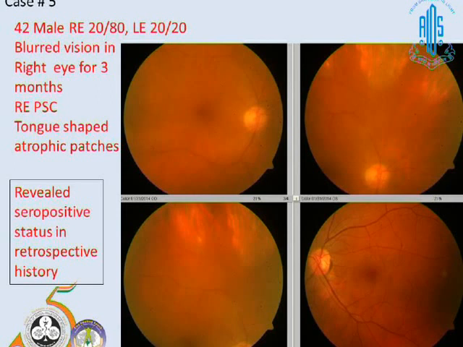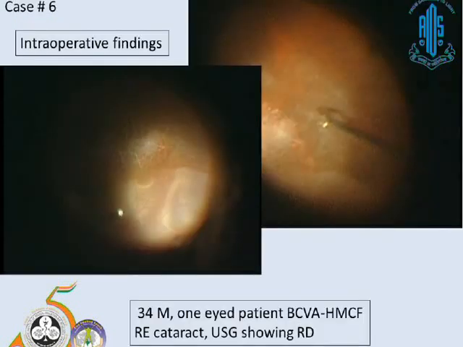This was a patient who had 20/80 vision. He presented with PSC and he had some vitritis. We suspected it to be inflammation in this eye. But when we looked at the periphery of these eyes, we picked up these lesions in the periphery, and these lesions are classic atrophic patches, for which we should rule out HIV positivity in these patients. He turned out to be HIV positive in this case. Of course, this is a very important finding.